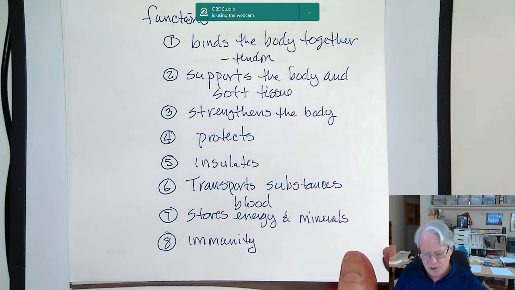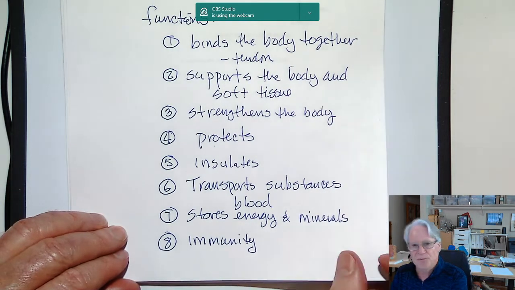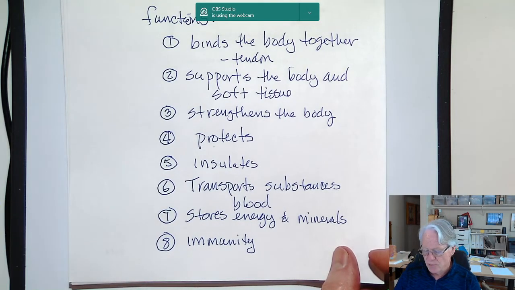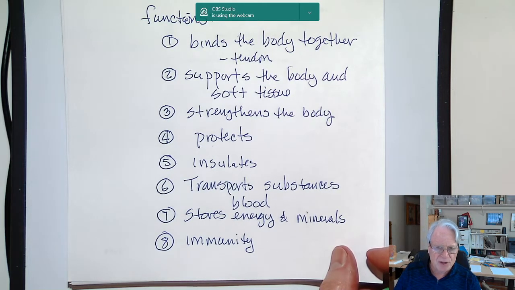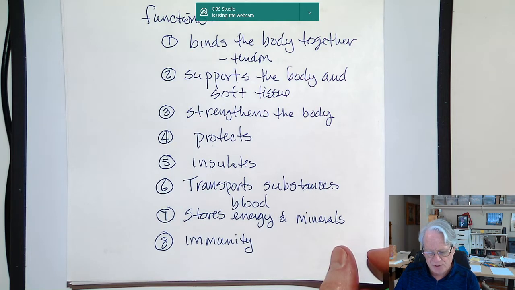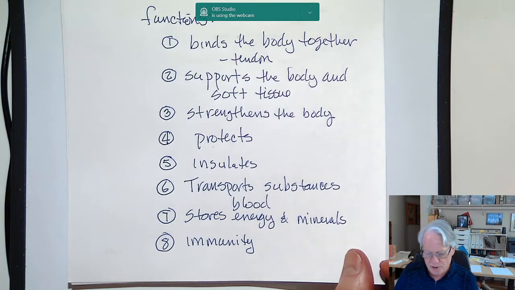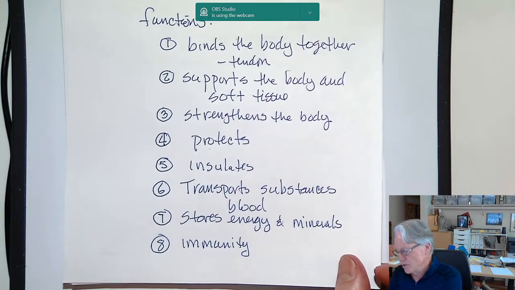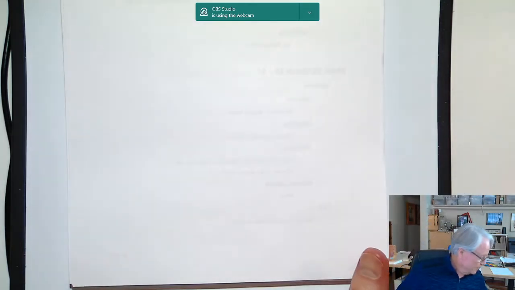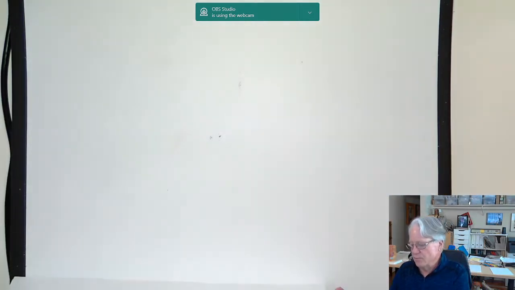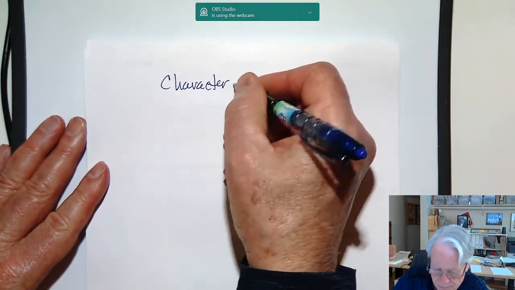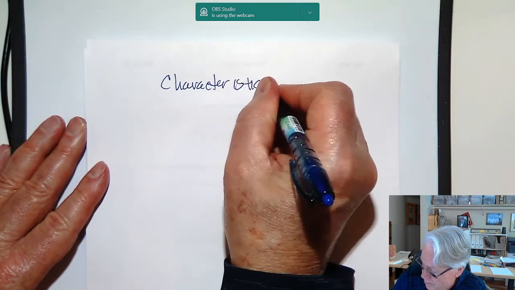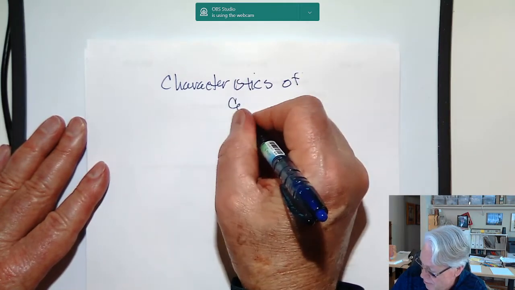Now, with that many functions, you would expect that there are a lot of different forms of connective tissue, and you would be right. So let's take a look at some of the general characteristics that define connective tissue, and then we'll look at specific types of connective tissue after we go through and identify the basic characteristics of connective tissue.